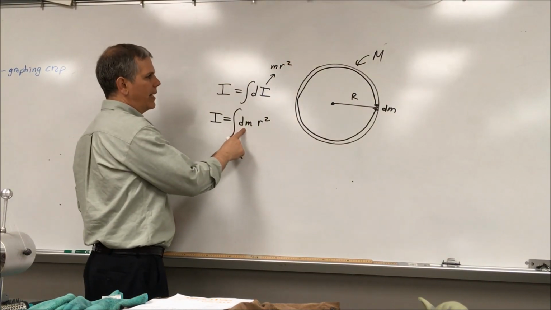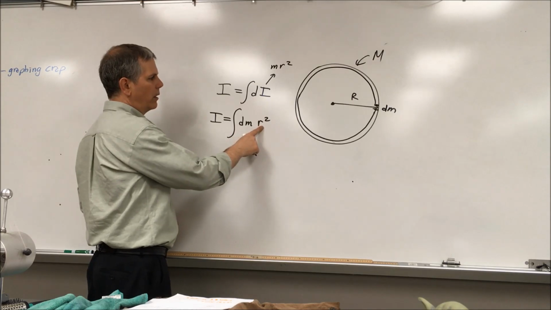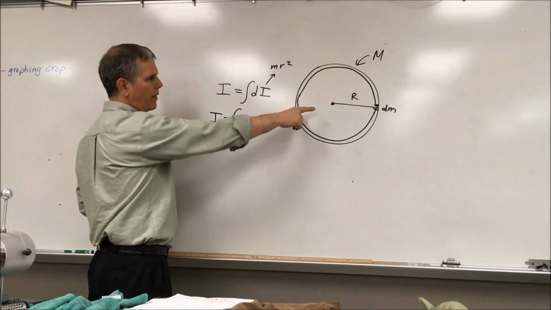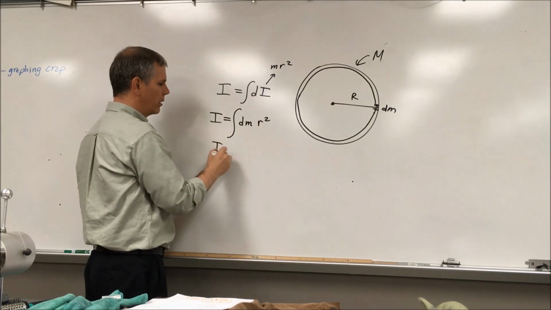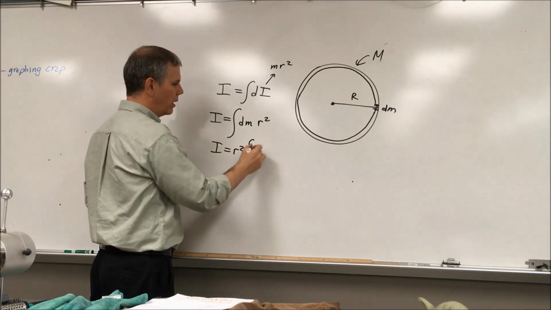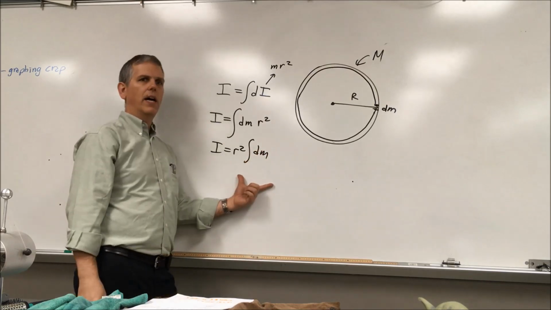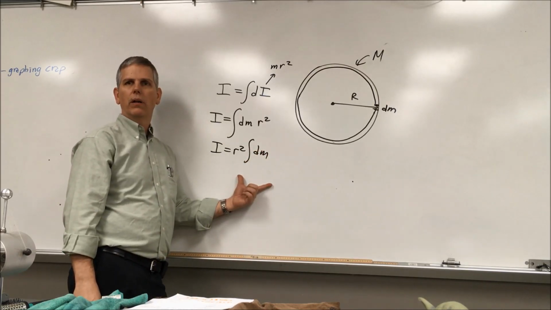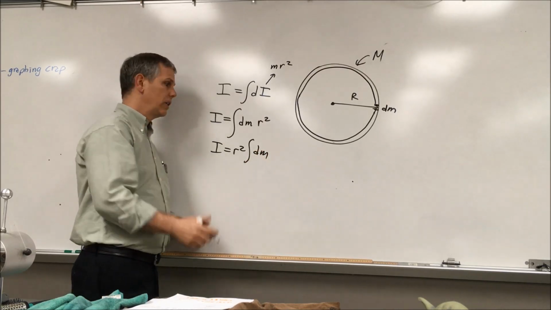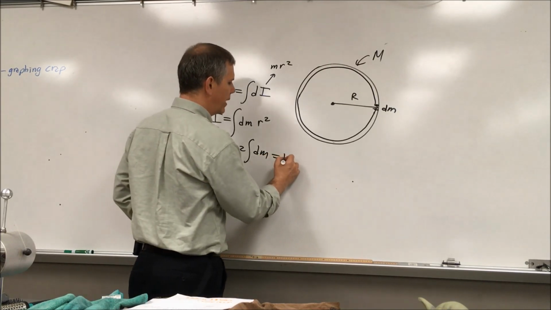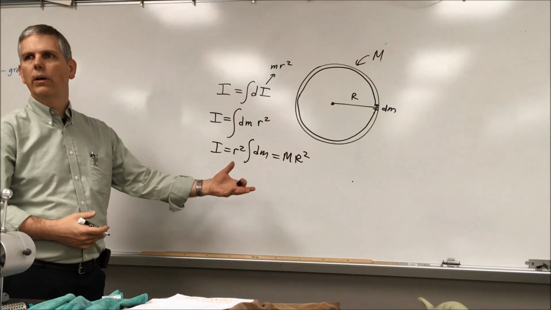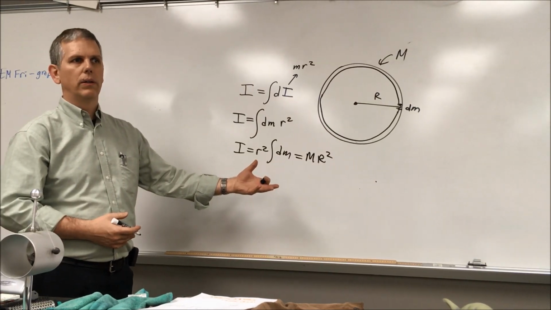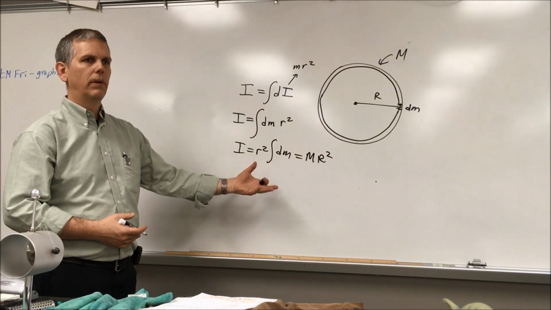Well, we have to figure out what r squared is, we've got that. Isn't that a constant? So it comes out of the integral. And what does the adding up of all the little dm's give you? M. So my moment of inertia is simply m r squared, which we already knew. And that's where that comes from.